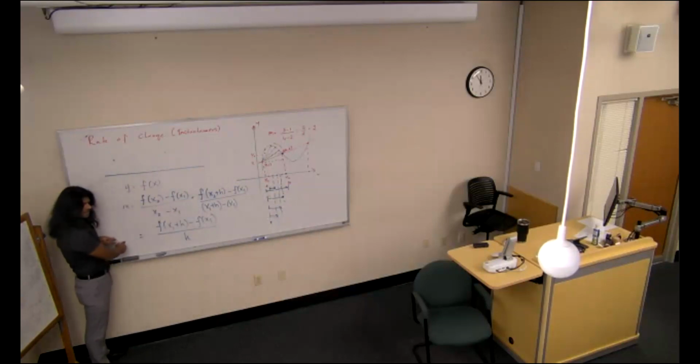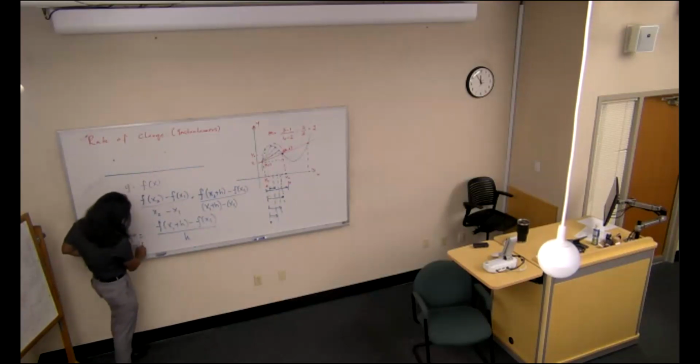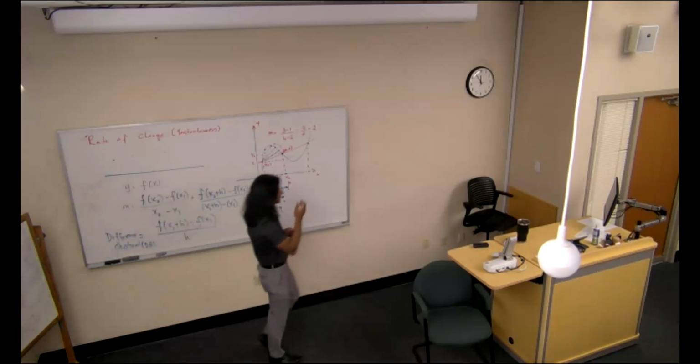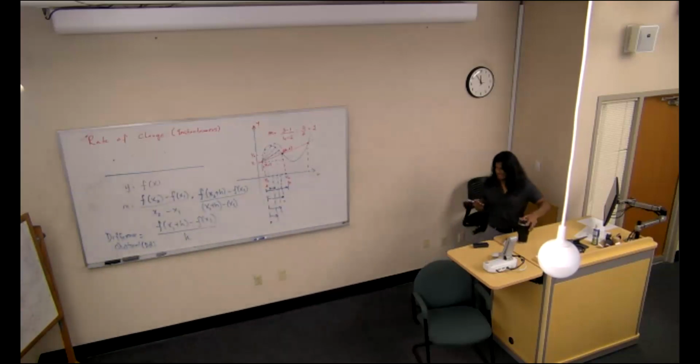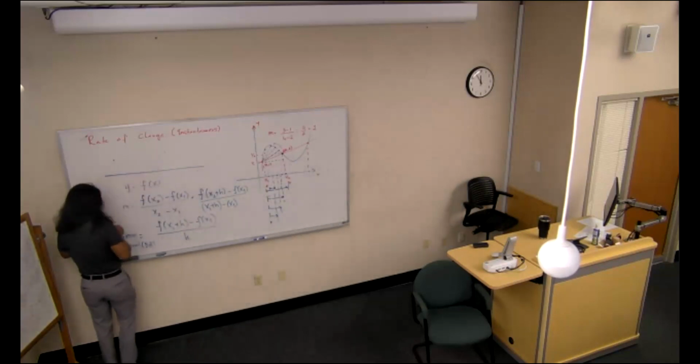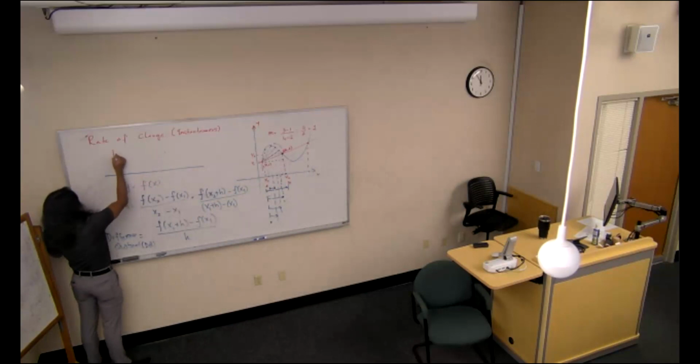The slope that I found here has a name. It is called difference quotient. If you like Dairy Queen, you would like difference quotient. DQ. DQ is still an average rate of change, but when I do limit, h is approaching zero.